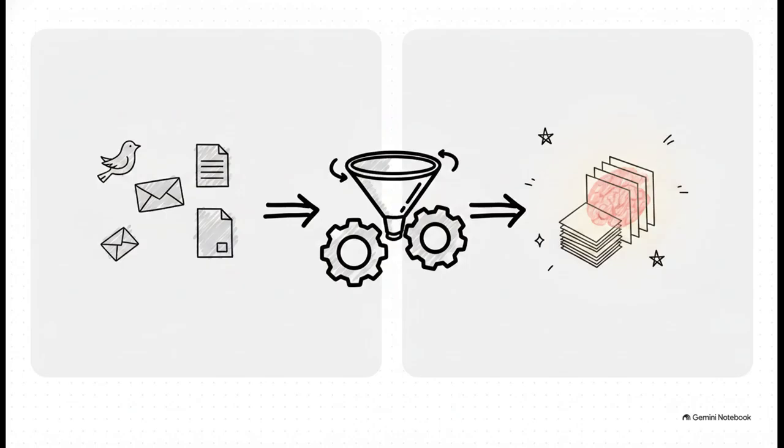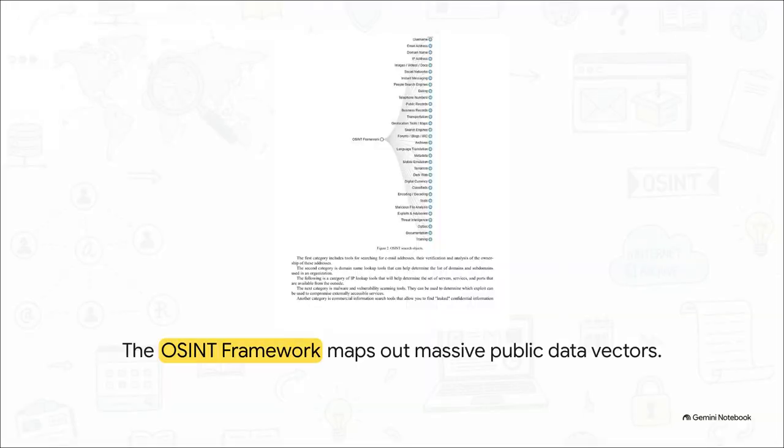It's a random tweet, a standalone IP address, or a public business record. Open source intelligence is what that raw data becomes after it's been properly analyzed and put into context. Data is really just data until you analyze it to accomplish a meaningful task. Just look at this framework. When you see this, you immediately realize the sheer, overwhelming volume of public data vectors available to us.